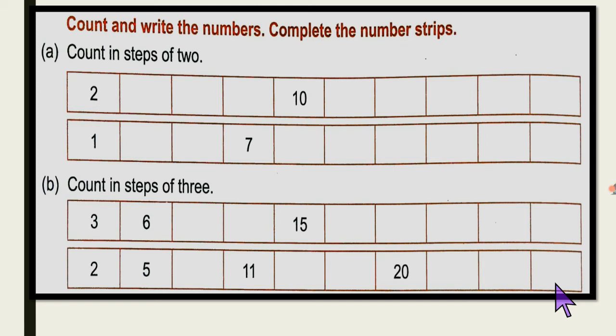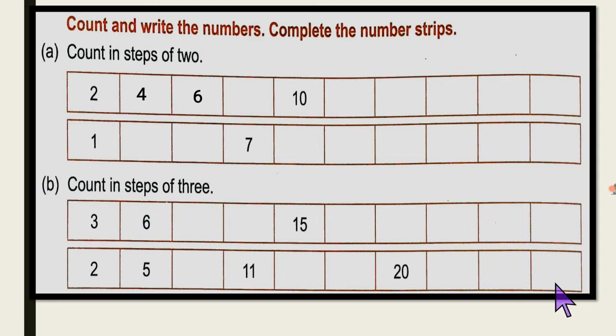Okay. After 2, when we count the step 2, which number do we get? 3, 4. We get the number 4. Here we write the step. Okay, here it is the number 4. Then after 4, we count forward the 2 step. Which number do we get?